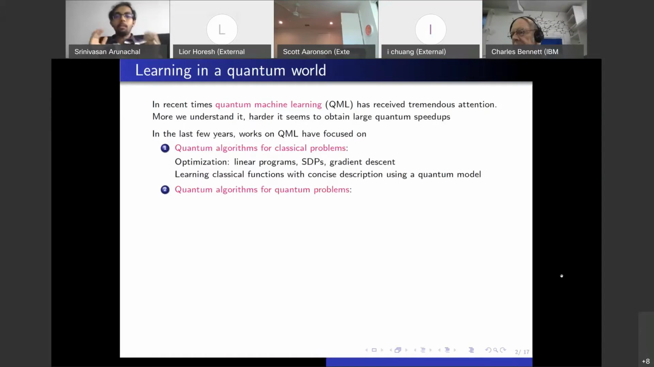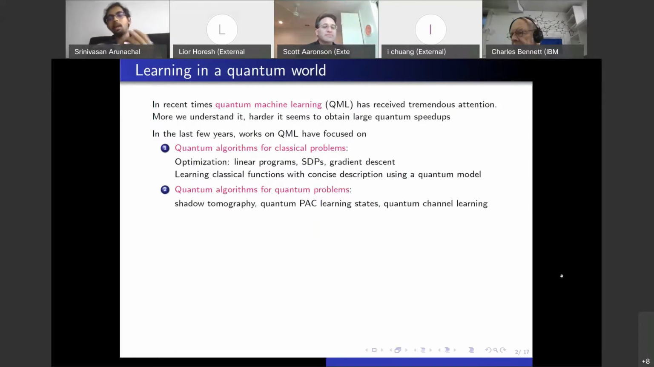And then you can have quantum algorithms for quantum problems. Scott spoke about it just now, for example, shadow tomography. You have an unknown quantum state. Either you want to do full tomography, or you want to learn just some aspects of the unknown quantum state. Or you could do PAC learning of quantum states, which Scott introduced back in 2003. You could even learn an unknown quantum channel. These are all quantum objects that you would like to learn, and I have a quantum algorithm for this.